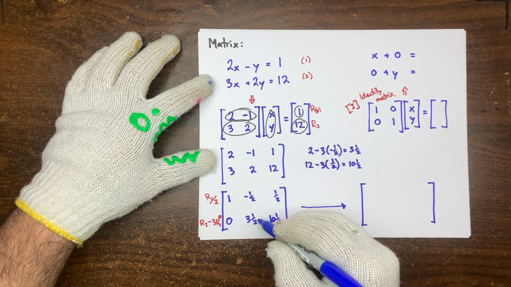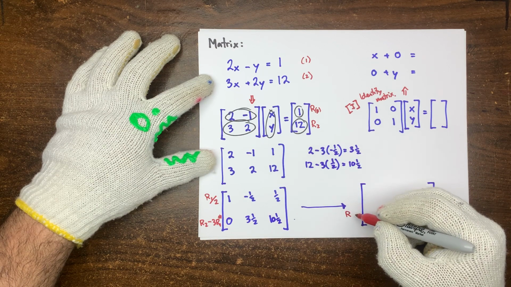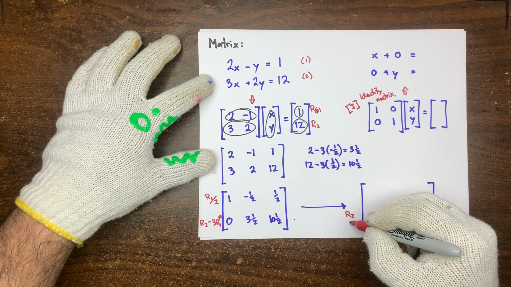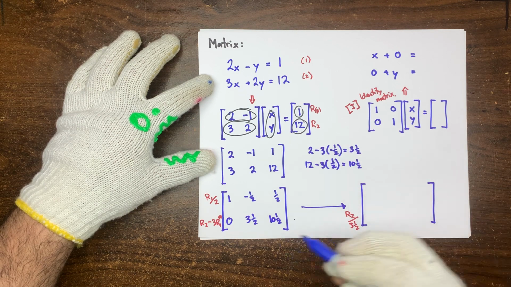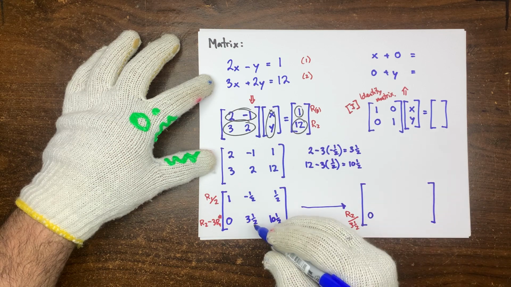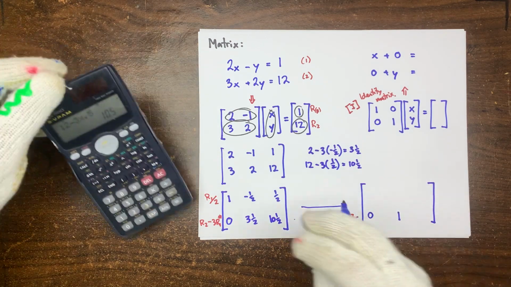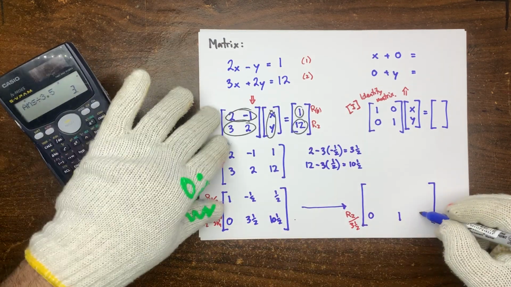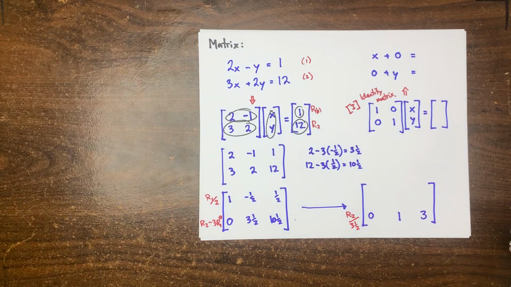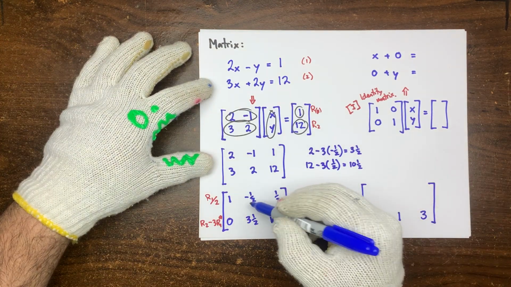So now what do I want to do here? I'm going to make this guy a 1. Well, that seems kind of easy. I'm just going to take row 2 divided by 3.5. So 0 divided by 3.5 is 0. 3.5 divided by 3.5 is 1. And 10.5 divided by 3.5 is 3. Okay. Next one is I want to make this value a 0.